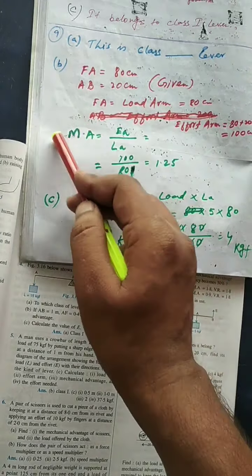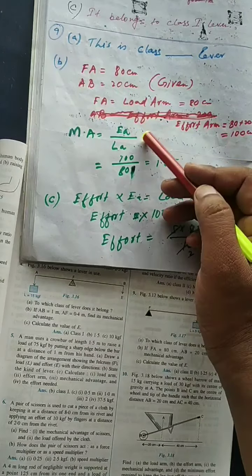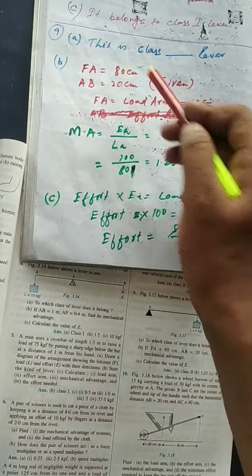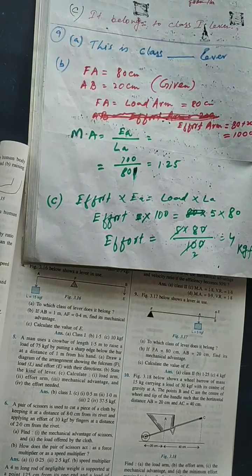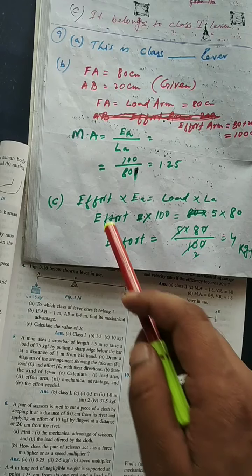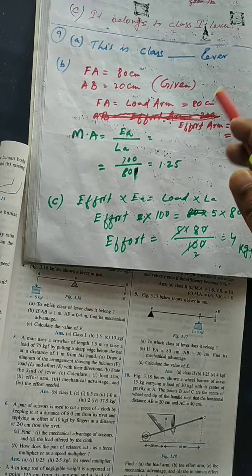So mechanical advantage will be the effort arm by load arm. Effort arm equal to 100 centimeters and load arm will be 80 centimeters. So 100 by 80, 1.25. This is the mechanical advantage. Okay. Question number B, answer done. Okay. Now what will be the question number C? Calculate the effort, that is E.